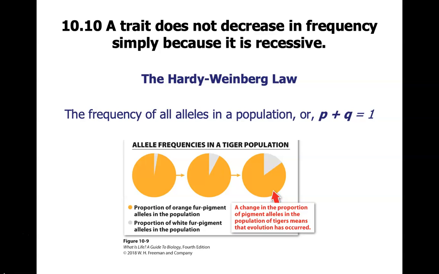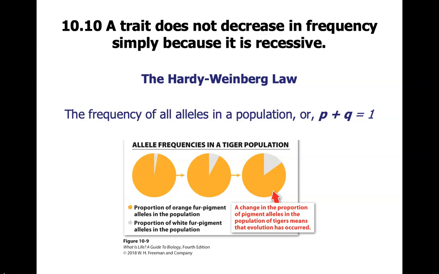Now, our book calls this section, "A trait does not decrease in frequency simply because it's recessive." And they're using this equation to show that natural selection or evolution itself does not always remove a trait simply because it's recessive. I prefer to think of this chapter as simply a way to quantify evolution and give you a quantitative value to say whether or not a population is changing.